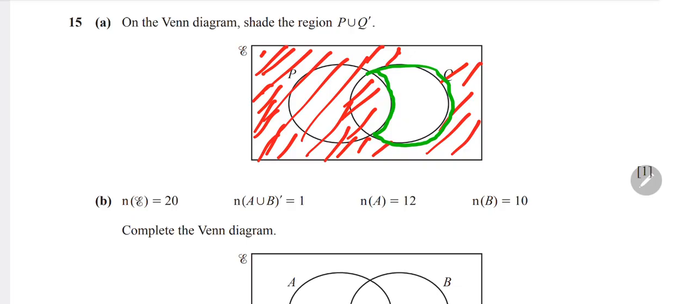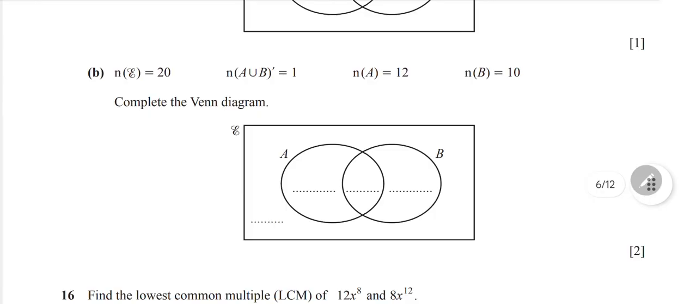Now we have the next question which is waiting for us. Here the universal set value is 20, and n of A union B dash you have 1, and n of A is equal to 12 and n of B is equal to 10. Complete the Venn diagram. Okay, so the total value we have is 20. Write it.